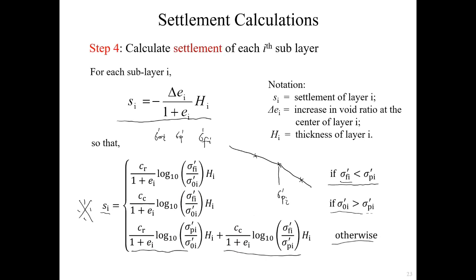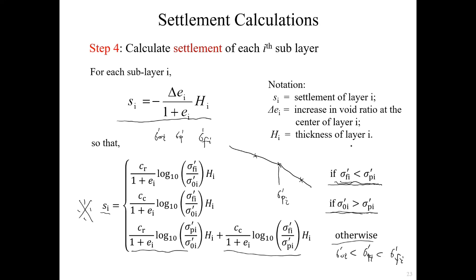Excuse me, sir, could you go back, please? Here, at the first stage, when the final sigma is less than this, we are in the OC stage, yeah? Yes, that's OC. And the second one, when sigma OI is greater than the pre-consolidation stress, we are in the NC stage here, yeah? Yeah, you are in the NC stage. And otherwise means sigma OI prime is less than sigma P prime and less than sigma FI prime.